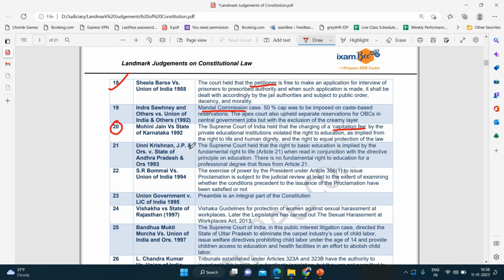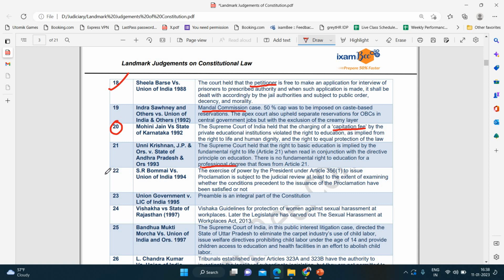In Unni Krishnan JP and others versus State of Andhra Pradesh and others 1993, the Supreme Court held that the right to basic education is implied by the fundamental right to life in Article 21 when read in conjunction with the directive principle on education. There is no fundamental right to education for a professional degree that flows from Article 21. So right to basic education is there, but right to professional degree is not enumerated in Article 21.